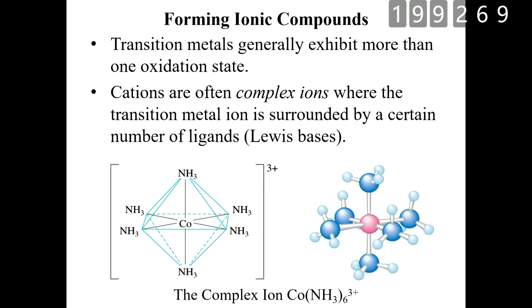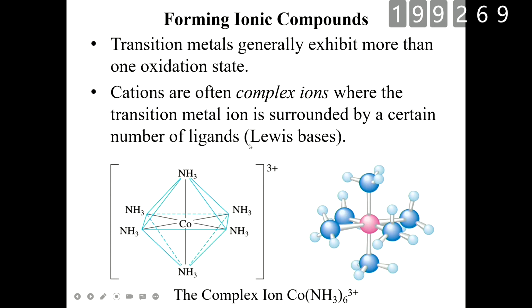And for the metals, we know they may show different oxidation states. They can show +1 charge, +2 charge, or +3 charge. And the cations here are metal ions, right? Metal ions are often complex ions where the transition metal ion is surrounded by a certain number of ligands.